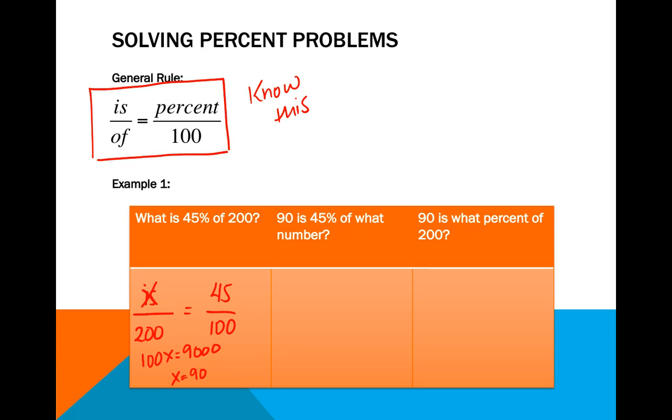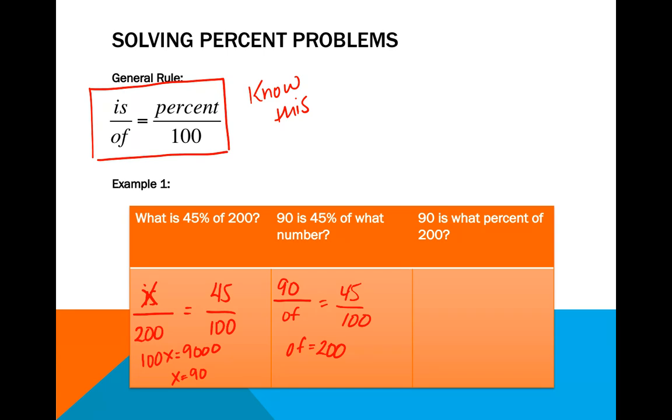Here, same idea. It's just that the "is" and the "of" and everything are kind of mixed up. You're missing different things. So we have the 90 as the "is." The "of" is what we're trying to find. 90 is 45% of what number? So the "of" is the unknown. Again, we could cross multiply to solve, and that "of" is going to be equal to 200.